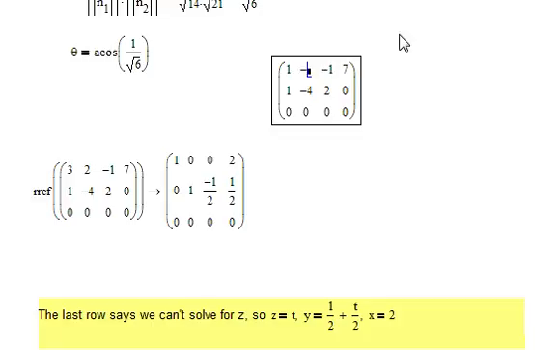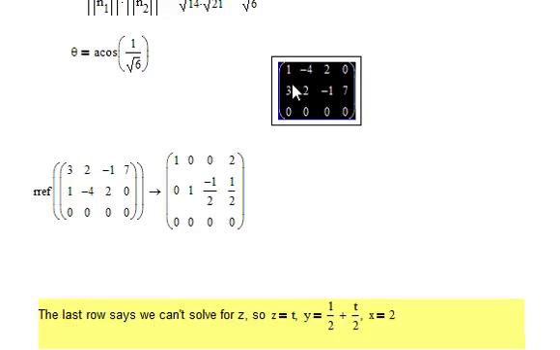-4, 2, 0, and make the second row 3, 2, -1, 7. So 3, 2, -1, 7.